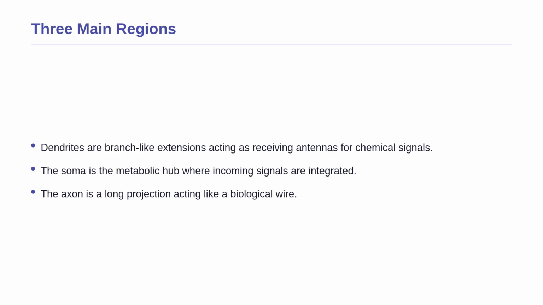Building on that idea of receiving and transmitting, let us break down the anatomy. A neuron is divided into three main regions. First, we have the dendrites, which are branch-like extensions that act as the primary receiving antennas for incoming chemical signals from other cells. Next is the cell body, or soma. This contains the nucleus and essential organelles, serving as the metabolic hub where incoming signals are integrated and processed. Finally, the axon is a long, slender projection that acts like a biological wire, carrying the electrical impulse away from the soma toward other neurons, muscles, or glands.